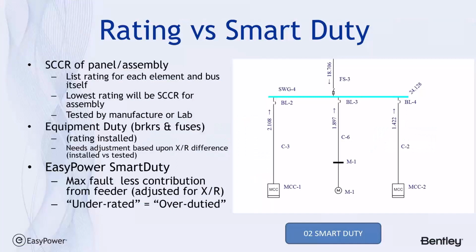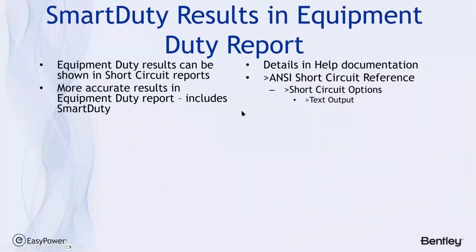Okay, so the point that we're making is that the tool automatically takes into account this X over R difference between when the part was tested in the factory and when it's plugged into our system as an actual application. So this is what I just showed, that the equipment duty can be shown in short circuit reports. The most accurate are the equipment duty reports, but it includes the function of smart duty, which is calculating the compensation for the X over R and the reverse current that's not felt by other devices.